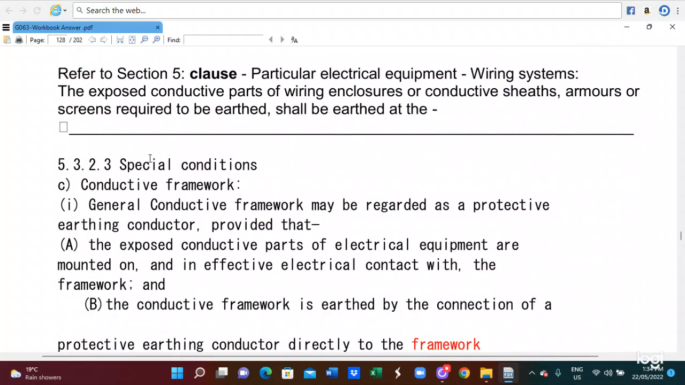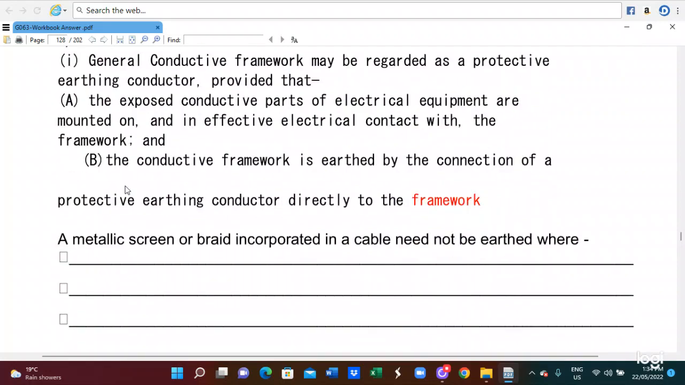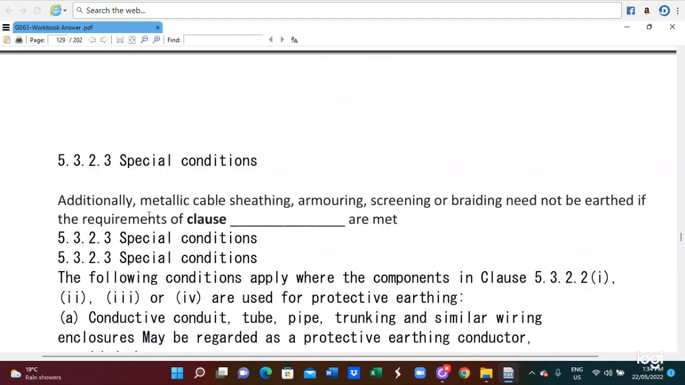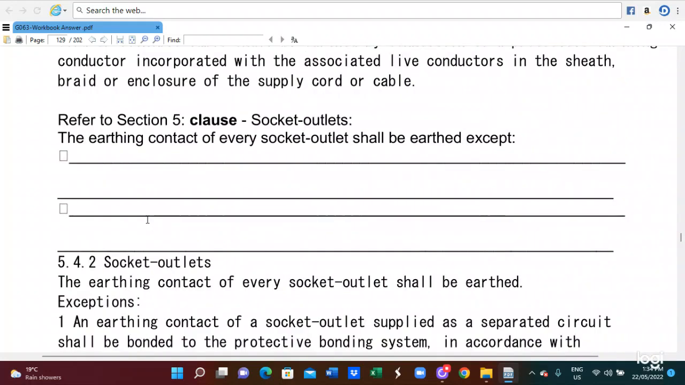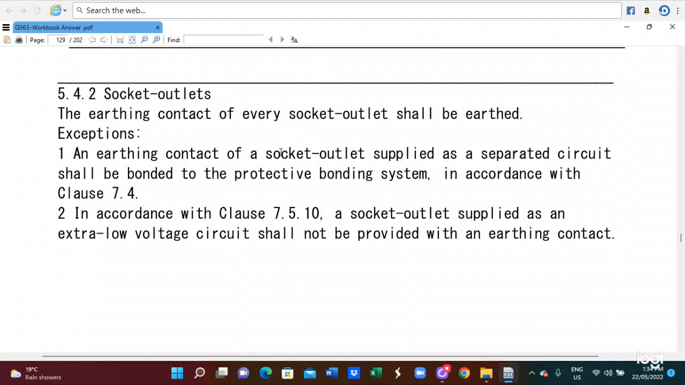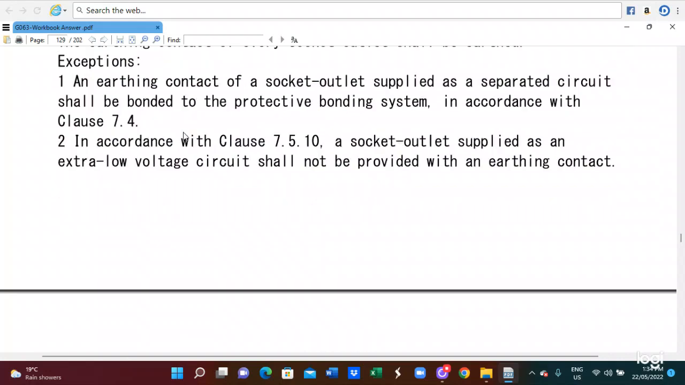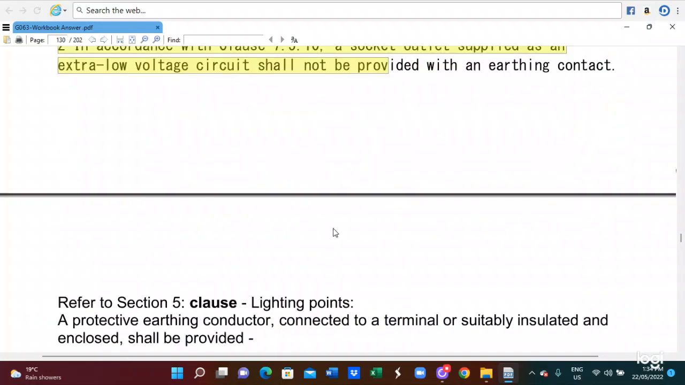And 5.3.2.3 is a special condition. You can also read it. So up to this stage, we're talking about the special condition and the connected pattern, protected earthing system. And in 5.4.2, you can read about the socket outlet. So earthing contact for every socket outlet shall be earthed. Their extensions are extension 1 and 2. You can see that the same.